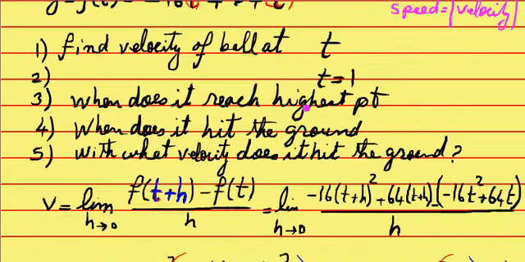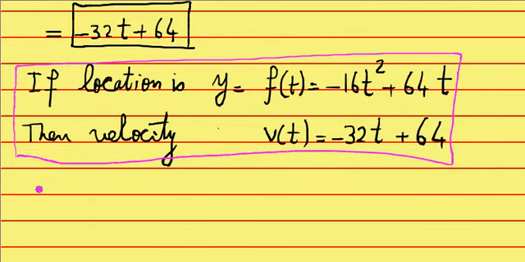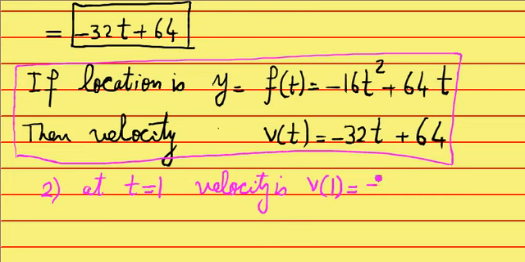What was the other question? What is the velocity of the ball at time t equal to 1? Now we harvest all of our information and quickly answer everything. At t equal to 1, velocity is minus 32 times 1 plus 64. Well, simplify that to 32.